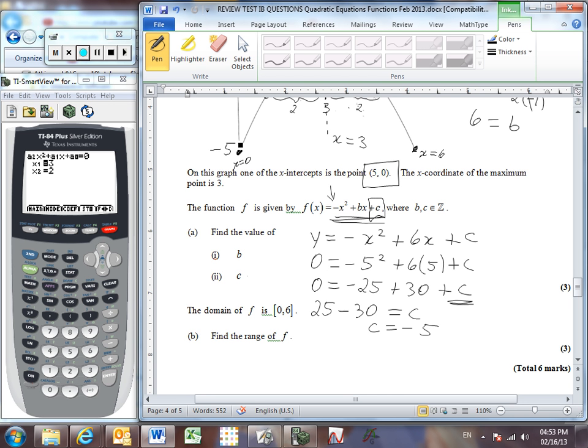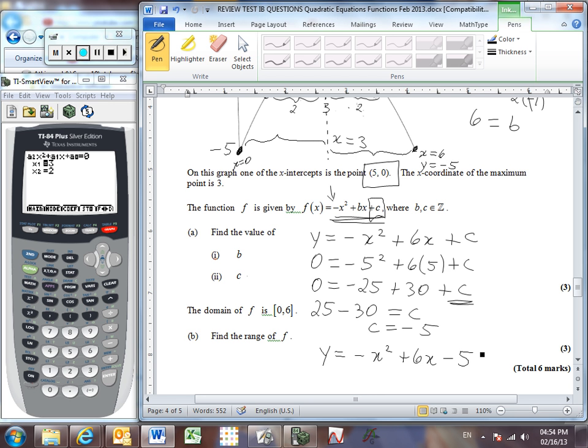So clearly, due to symmetry, wherever I am 3 units to the left of the axis of symmetry, I should be at the exact same place 3 units to the right of the axis of symmetry. And so over here, when x is 6, y will also equal negative 5. Now you can confirm this by substituting 6 into our new complete function, y equals negative x squared plus 6x.